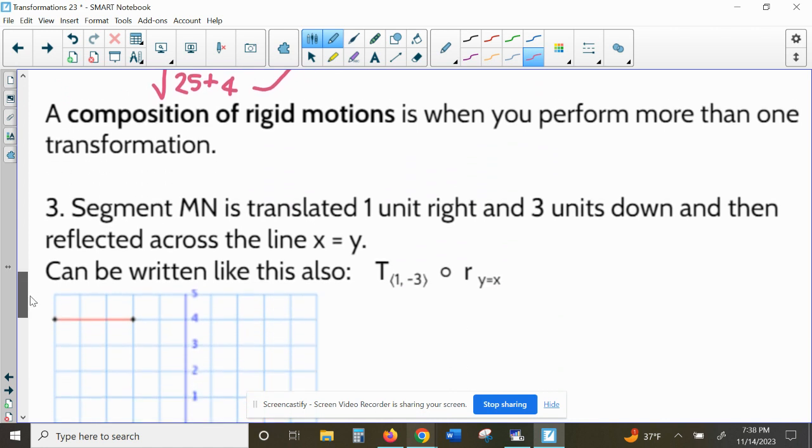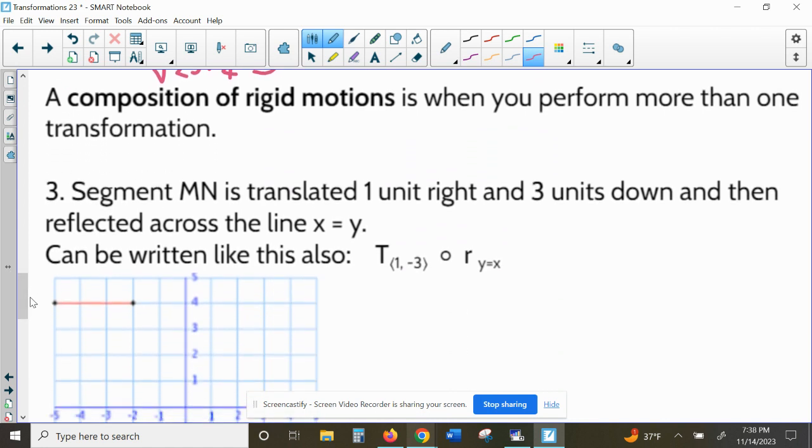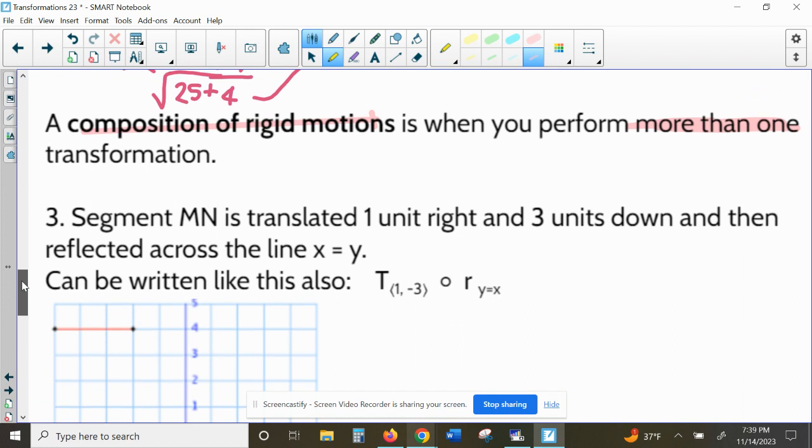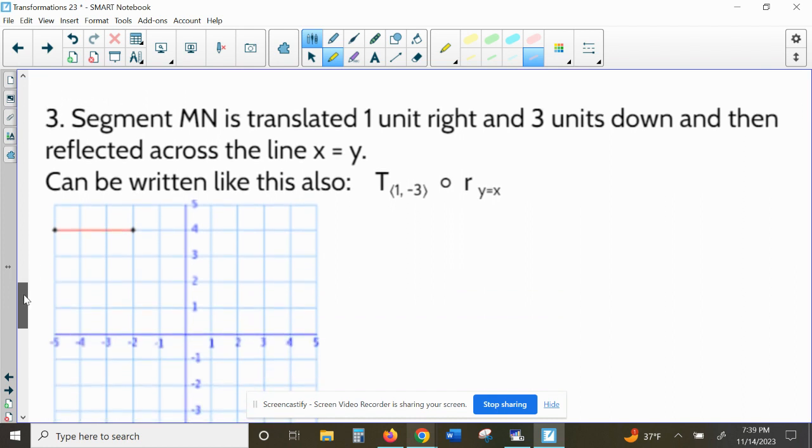Okay, on the next slide, it says a composition of rigid motions is when you perform more than one transformation. We actually did this, some people got to that one on the little tickets we were doing the other day. So make sure you know it's more than one. So you just do one, then the other.